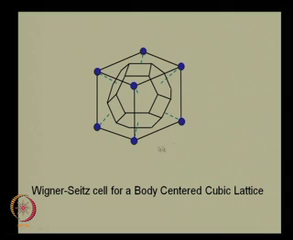So this is all there is, and so going by the definition of a Wigner-Seitz cell, this is the Wigner-Seitz cell for a body centered cubic lattice. We will now look at the Wigner-Seitz cell for a face centered cubic lattice.